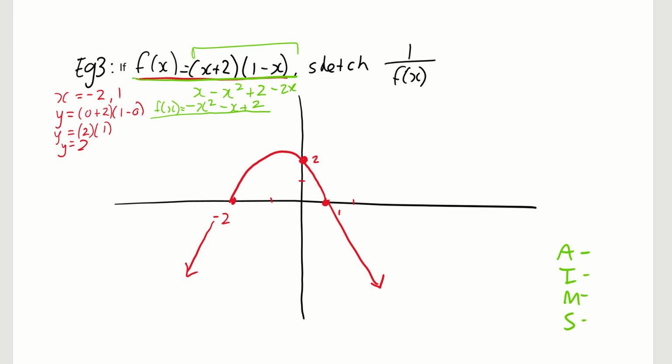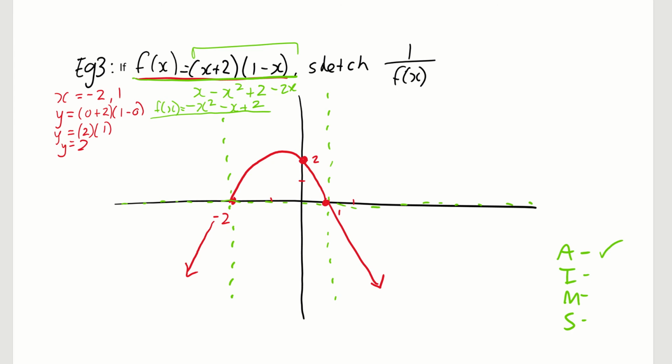A, asymptotes. Our x-intercepts become vertical asymptotes. That's step 1. Our horizontal asymptote is at y equals 0. Alright, we got asymptotes. Done.